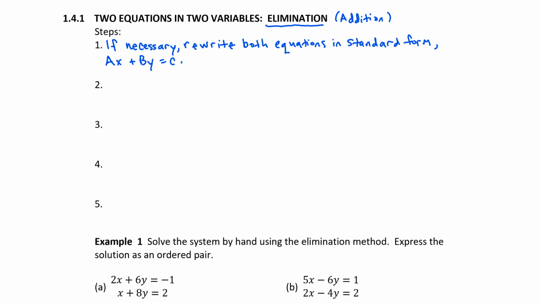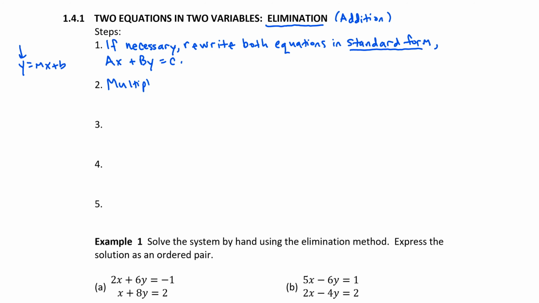Remember, we had slope-intercept form. Slope-intercept form was y equals mx plus b. In slope-intercept form, the y was isolated. That's not what we're looking for here. We want both equations in standard form.